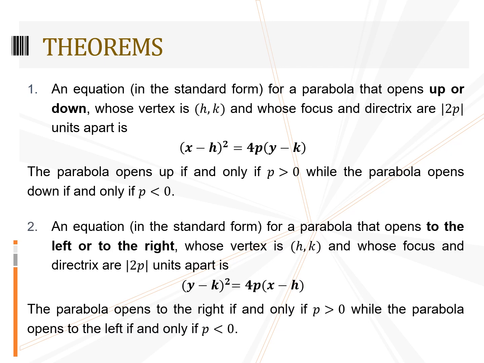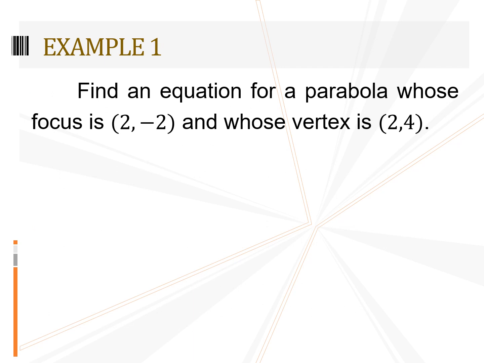An equation for a parabola that opens to the left or to the right, whose vertex is at (h, k), and whose focus and directrix are absolute value of 2p units apart, is the quantity (y minus k) squared equals 4p times the quantity (x minus h). The parabola opens to the right if and only if p is greater than 0, while the parabola opens to the left if and only if p is less than 0. Let's take a look at the following examples.